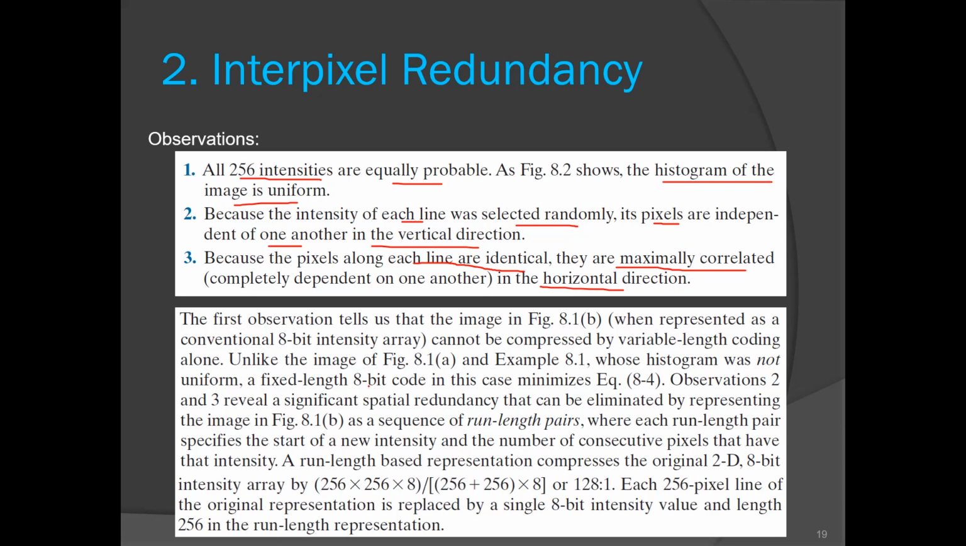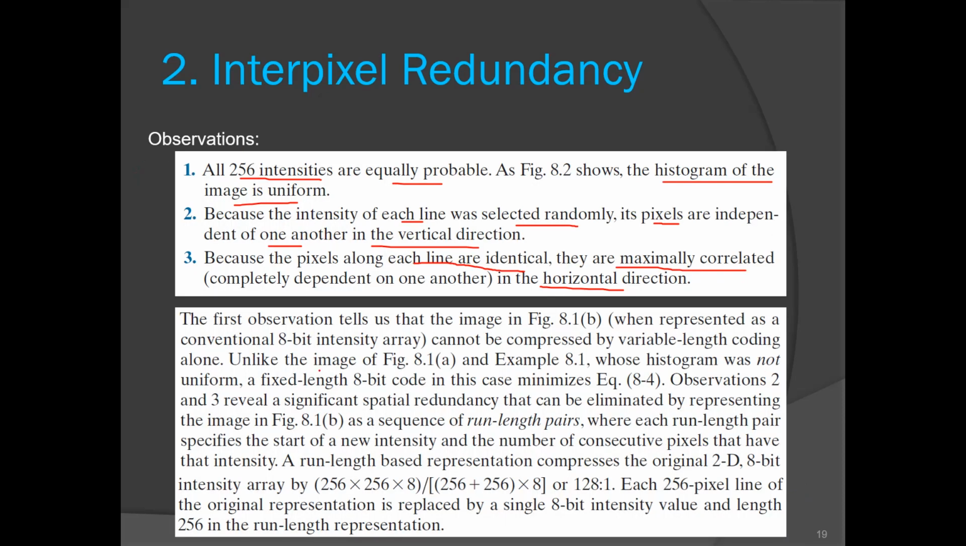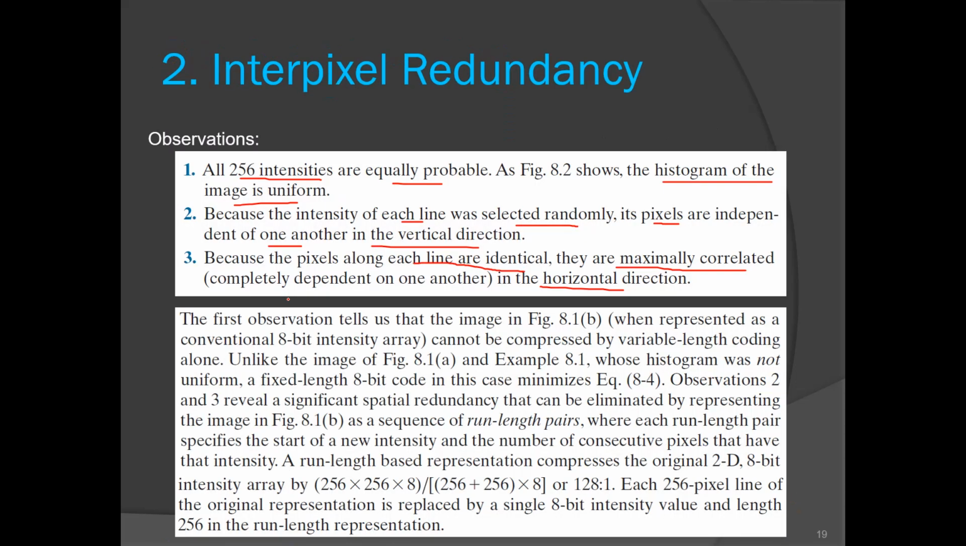Now for this, if you use run length coding, later we are going to study run length coding, I will explain this example. We will require only 256 plus 256 into 10 bits. Earlier we required 256 into 256 into 8 bits. After applying run length coding, we will require only 256 plus 256 into 8. So this is the compression ratio that we can achieve.